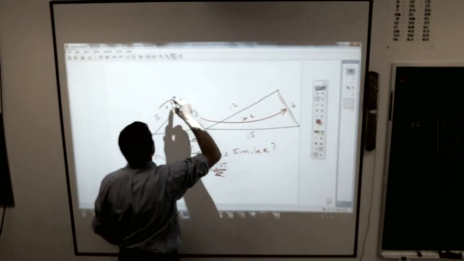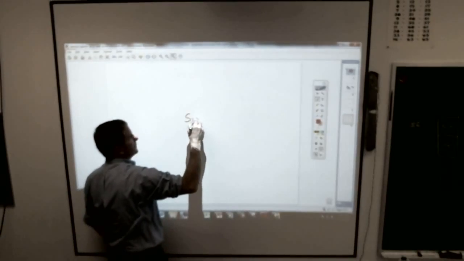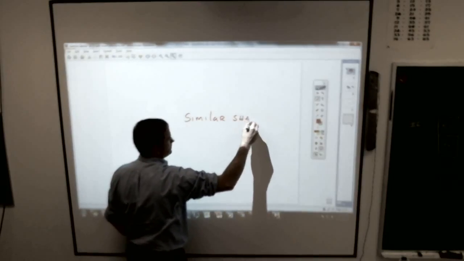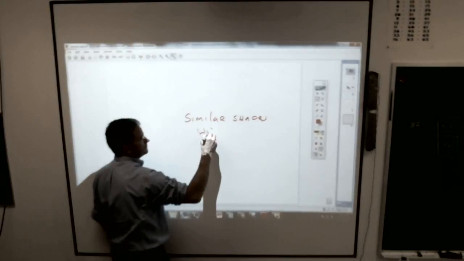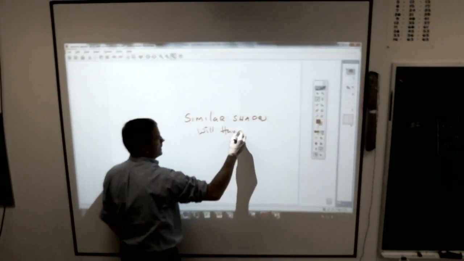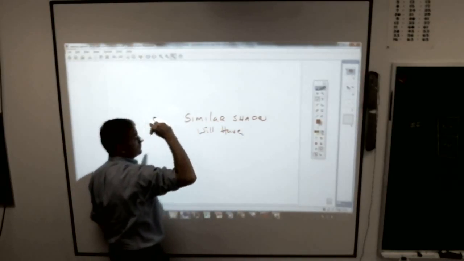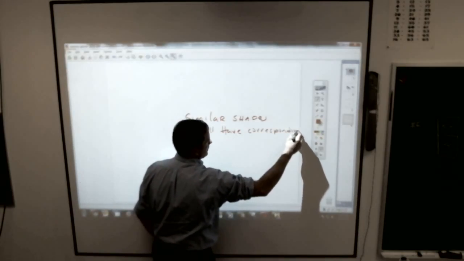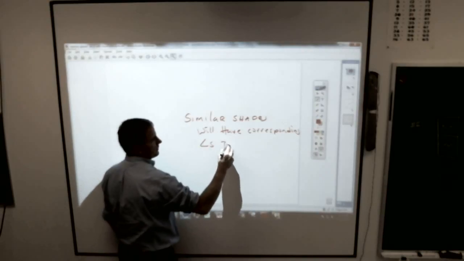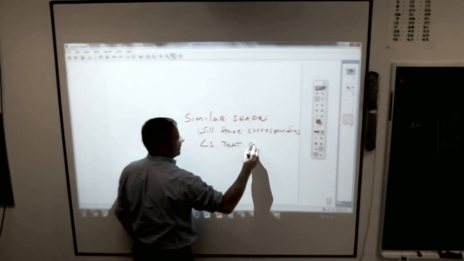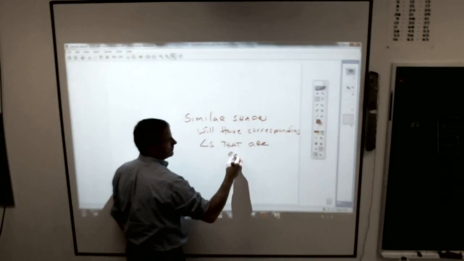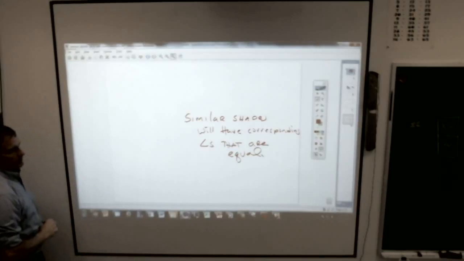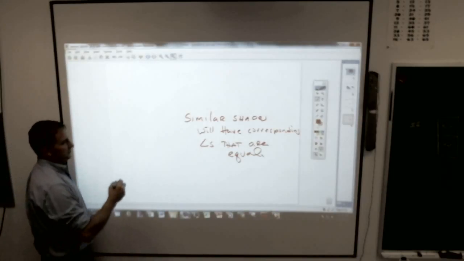Write this down. Similar, this is still in the same notes. Similar shapes will have corresponding angles that are equal. Similar shapes have corresponding angles that are equal.